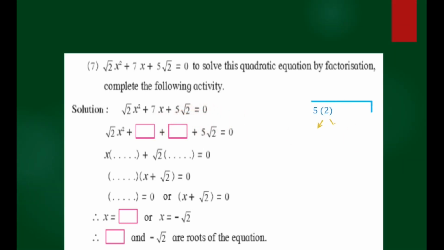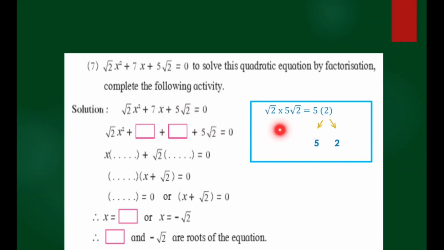So see here, we write a as root 2, c as 5 root 2. So root 2 into root 2, we get 2. So 5 into 2, 10. So we have to take the factors of 10 as 5 and 2 because we require the sum as 7. So we write this 7x as 5x plus 2x. So in the first box we write 5x, in the second box we write 2x.